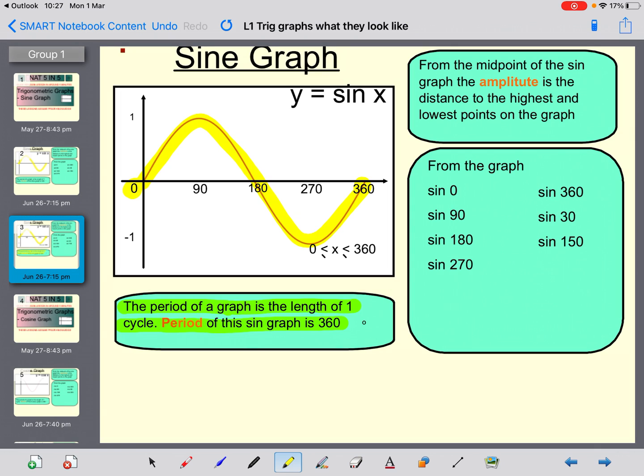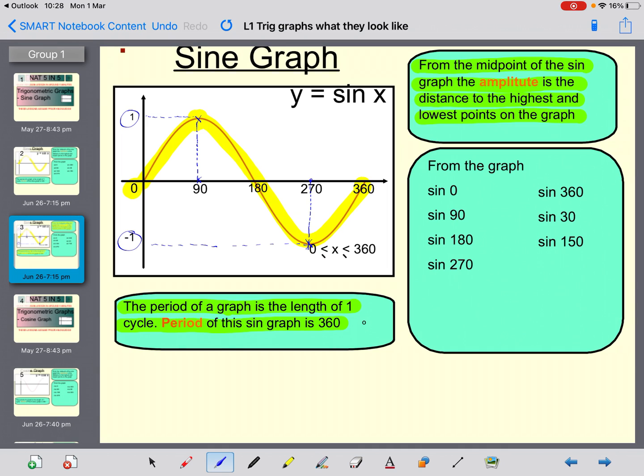So that's one full cycle, and the period is 360 because that's how far you travel. I've got the top part here. It says from the midpoint of the sine graph. If I look at the midpoint of the sine graph, which is here, like this x-axis, the amplitude, very important word, is the distance to the highest and the lowest point of the graph. You can see that this is the highest point here. So the distance from there to the highest point is 1. If I go along here, the highest point, the value of y is 1. And the lowest point is obviously here. So I go from the midpoint again down. What is the distance I have travelled? Again, this is 1, but because I'm going below the x-axis, your value of y would be -1.